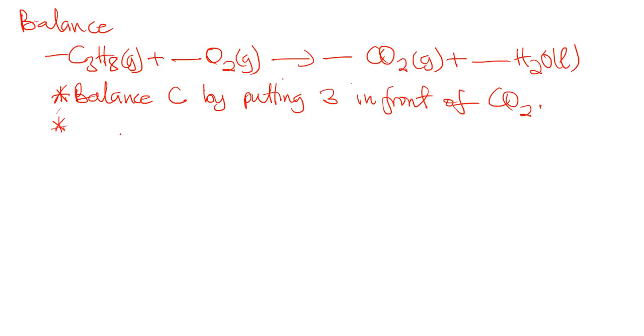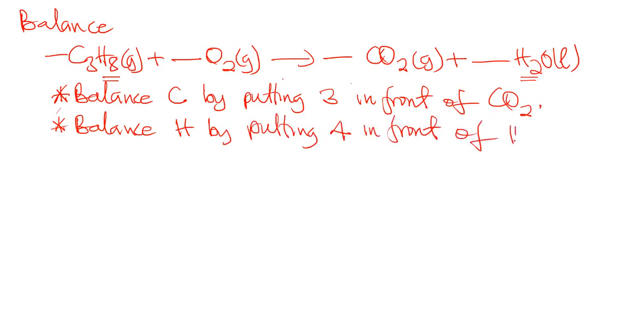And then after balancing C, the second part is you need to balance hydrogen. Here, this side, we have 8 hydrogen. Here we only have 2 hydrogen. So we need to have 8 hydrogen here also. So we balance H by putting 4 in front of water. So what we are going to have is 3 here and 4 here. Now there is one thing that is not yet balanced.